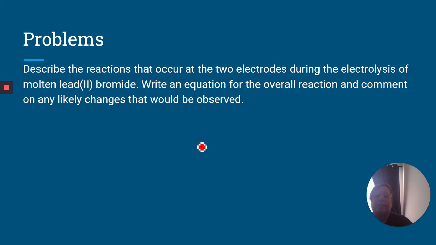So an example would be to describe the reactions that occur at the 2 electrodes during the electrolysis of molten lead 2 bromide. So we have our beaker, we have our 2 electrodes, we have our molten lead 2 bromide. Remember, molten just means that it's liquid. So it's going to have Pb plus 2 and Br minus floating around. Our electrodes are connected with a battery. You can represent the battery like that.